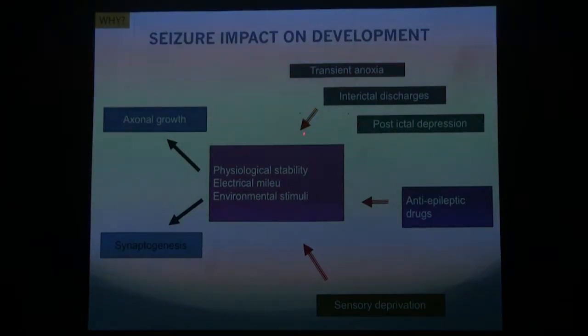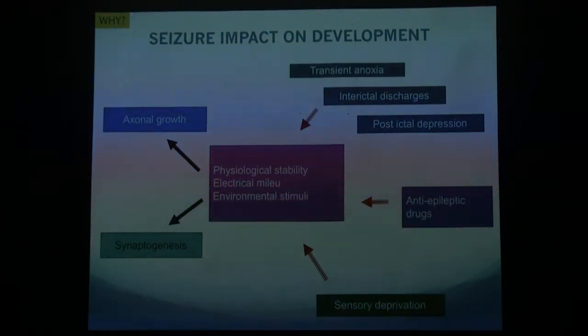And what do seizures do? They produce transient anoxia, they have interictal discharges, they have postictal depression. Now all these phenomena adversely impact the brain development. And then these children have a lot of anti-epileptic drugs which can also impact brain development.